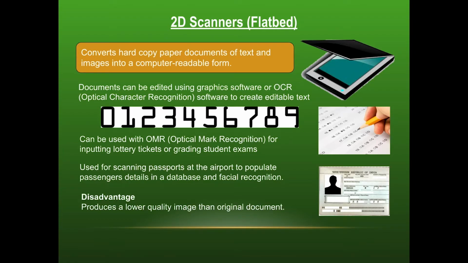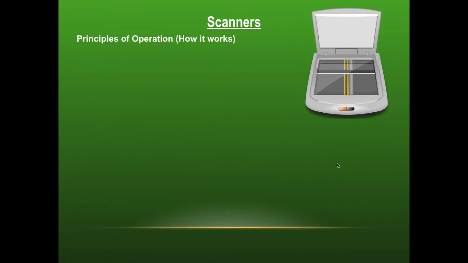Now, the biggest disadvantage with a scanner is just that you're never going to get the same quality of image as the original one. You can get some very good quality scanners, but it's still never going to be as good as the original file. Well, not file, document, because it's a hard document. It's a paper. So how do these scanners work?